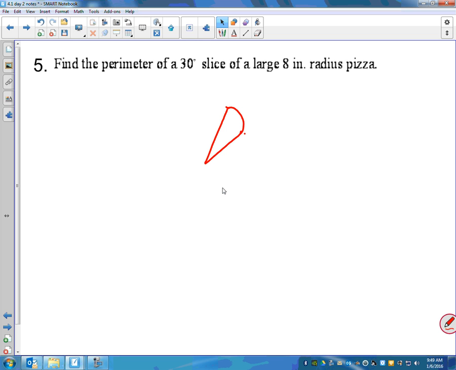The sides, right? Because hopefully from the center to the edge, it's going to be the radius. So hopefully they cut it there. So this is 8 inches, and this is also 8 inches. That's 16 inches of the perimeter right now.